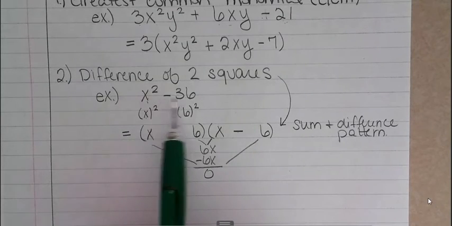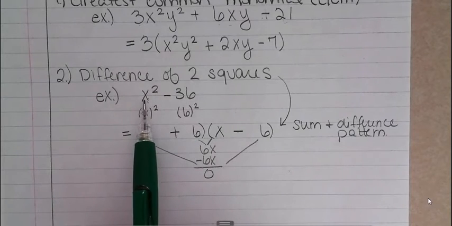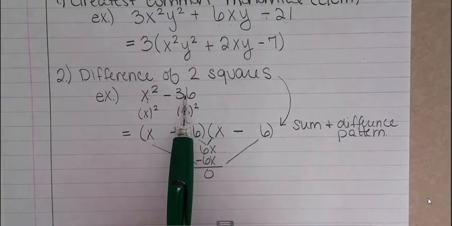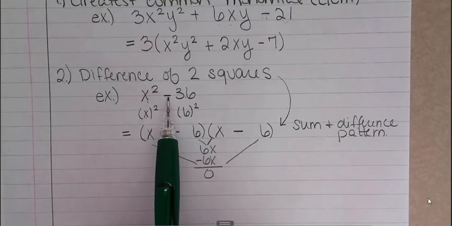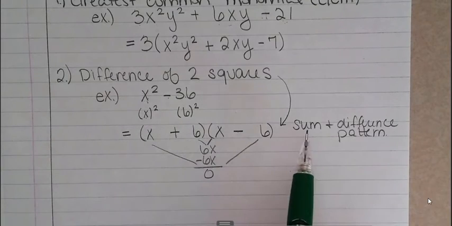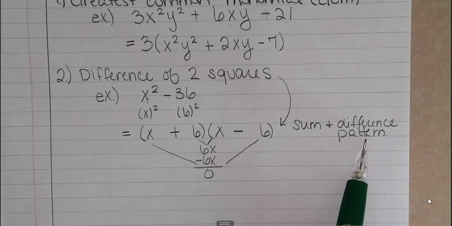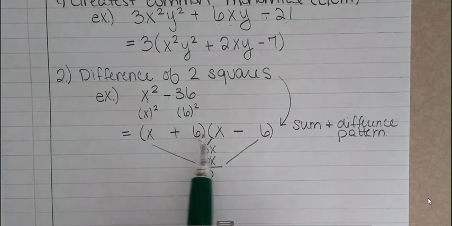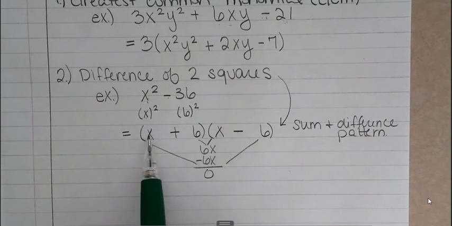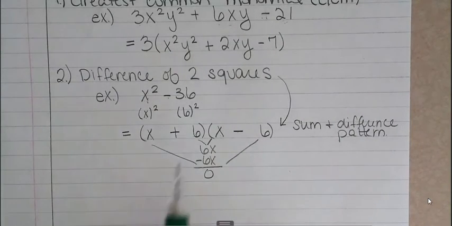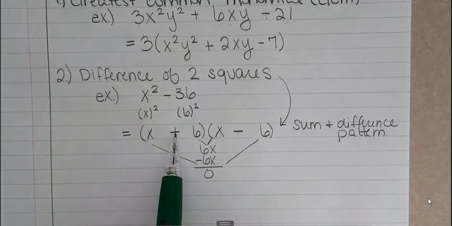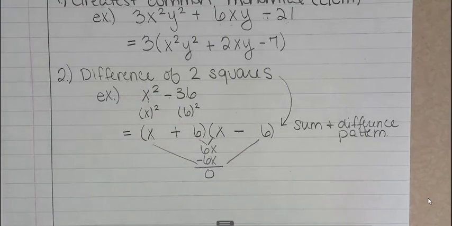Right? So anytime you have a binomial, first term, last term are both perfect squares, and there's a difference between them, then the result is this thing called a sum and difference pattern. Okay? Basically, they both have the exact same numbers. Both binomials have the exact same terms. The only difference is they're going to have a positive and a negative sign.